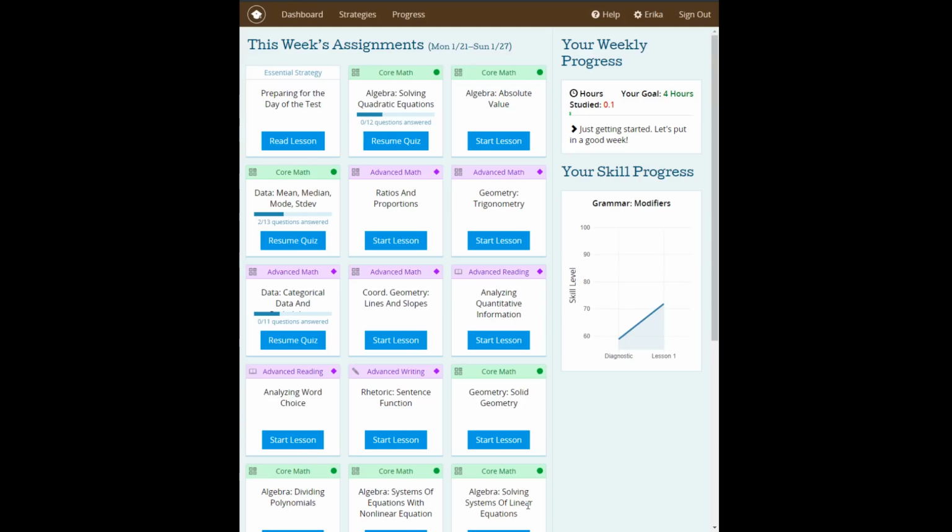So this is what the dashboard will look like. So this is from my account personally. So your dashboard might not look exactly like this. For example, I have a lot of lessons this week, and you might not have as many lessons. So this is where you'll see your assigned lessons for the week. Now you can click on any one of these assignments to go to the lesson.